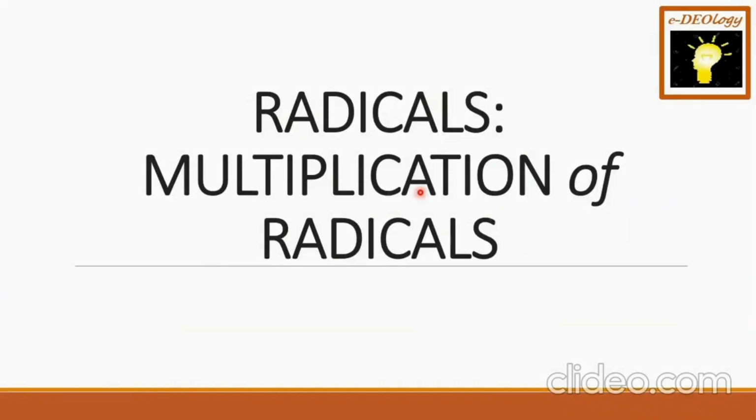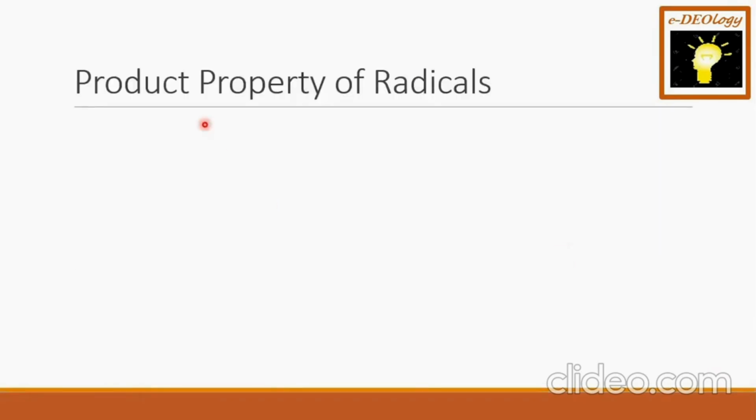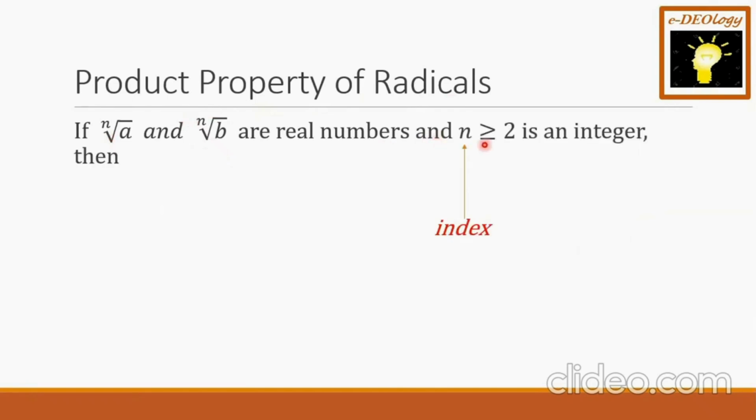Today we're going to study multiplication of radicals. First, let us have the product property of radicals. Suppose there are two radicals here, the nth root of A and the nth root of B. Take note that the index are the same. And n, and that is the index, is greater or equal to 2. And the index is also an integer.